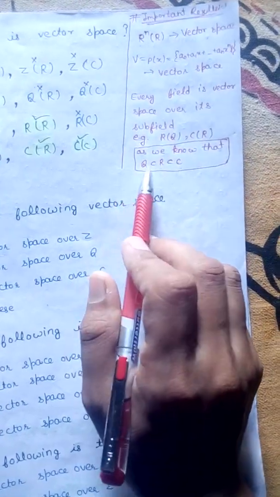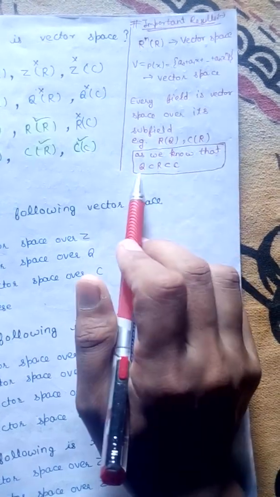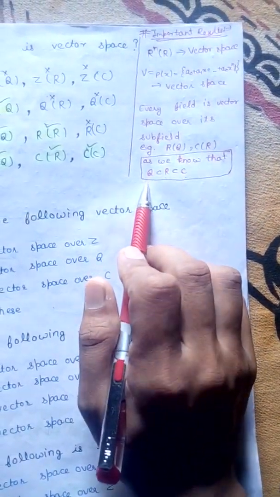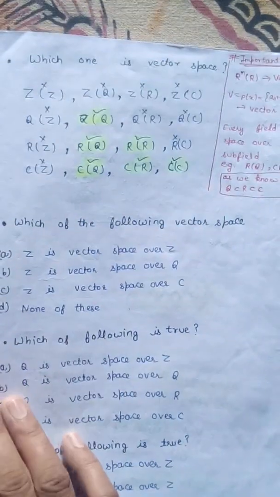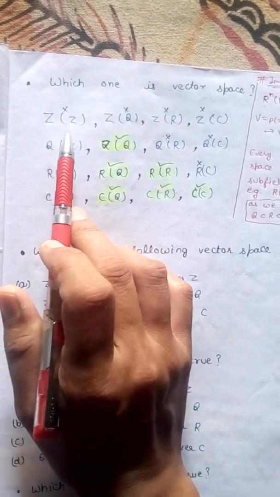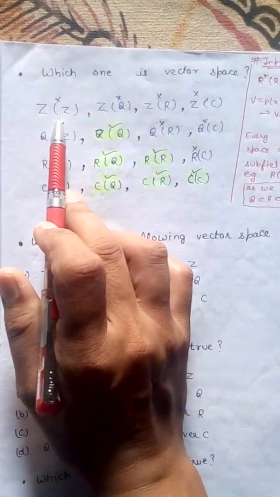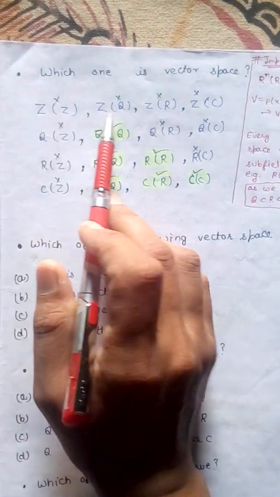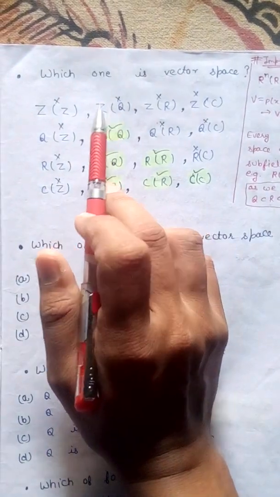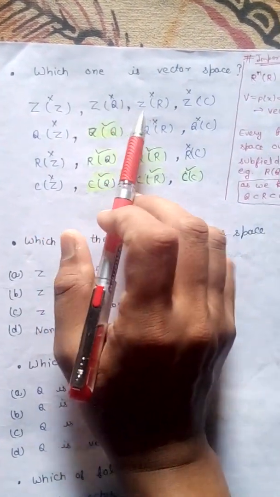As we know, Q is a subfield of R and R is a subfield of C, where R is the real numbers, C is the complex numbers, and Q is the rational numbers. Now some questions: which one is a vector space? Z over Z is not a vector space because the inverse property does not hold in the integers. Z over Q is not a vector space because in Z no inverse property holds.